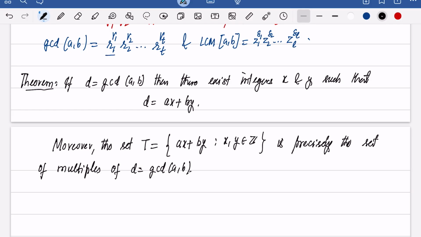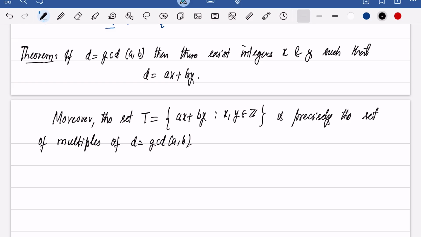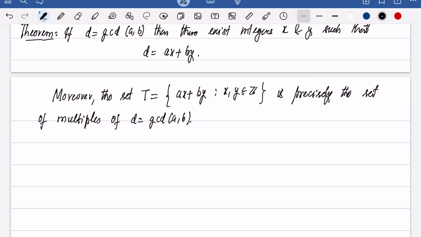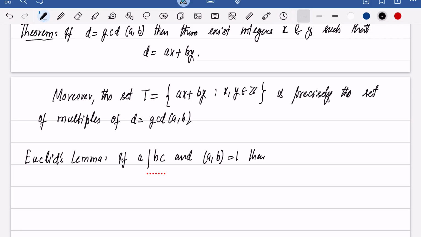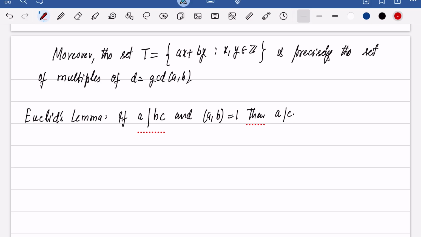So therefore, the list of all linear combinations of A and B that forms the set T is actually the multiples of D. Now let's include one more theorem here, Euclid's lemma. This states that if a is an integer that divides the product b times c, and if a and b are relatively prime, then a divides c.